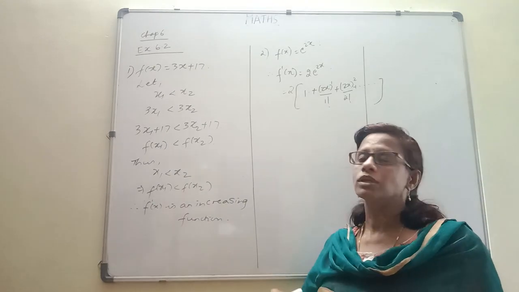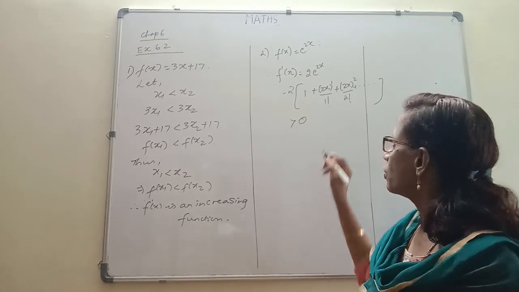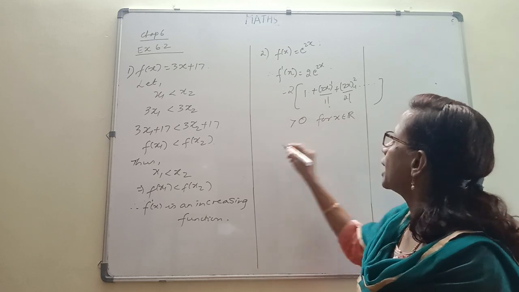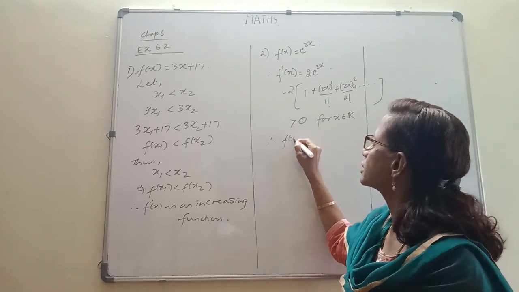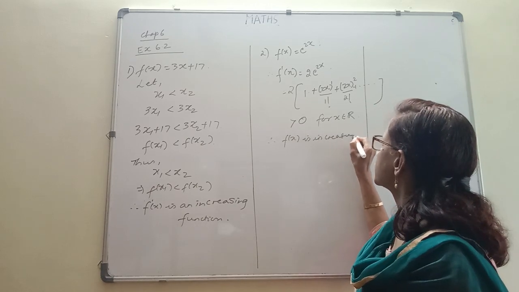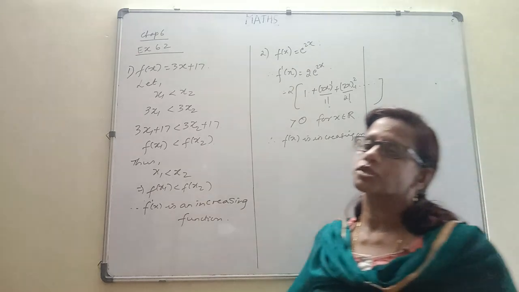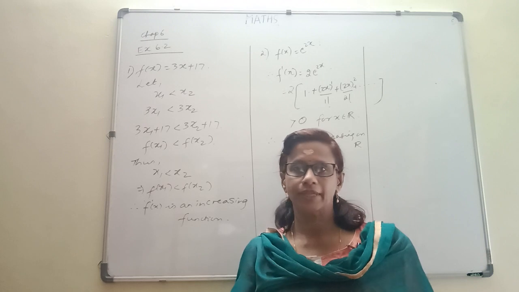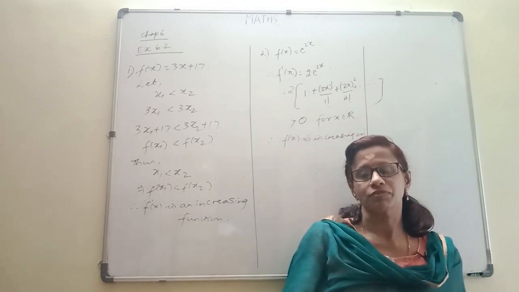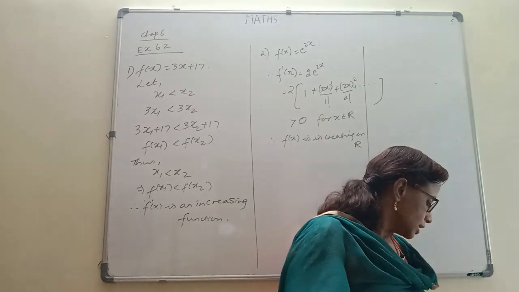So that's how, from this expansion, f dash x is positive for all x belonging to real numbers, and therefore f x is increasing on R. Why? Because f dash x is positive for all values of x. That happens for every exponential series; it is always positive, whatever be the real value of x. So that's about it.